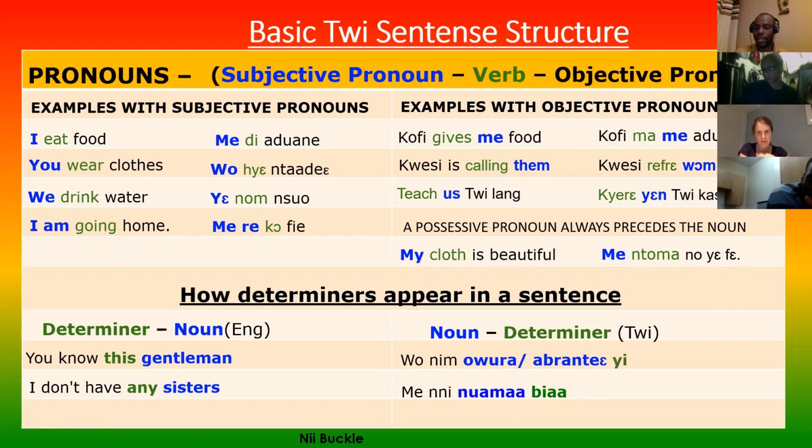I don't have any sisters. See the way it's written. Me inni nuaba bia. And when we are speaking, we speak as if the first word and the second word are one. Mini. I don't have. Okay, so let's try this. Mini nuaba bia. Jay.